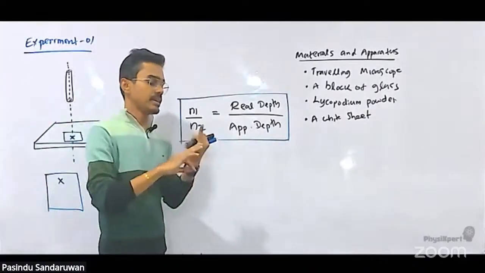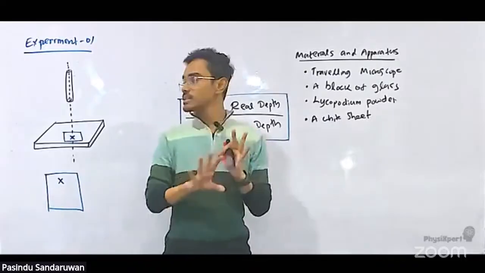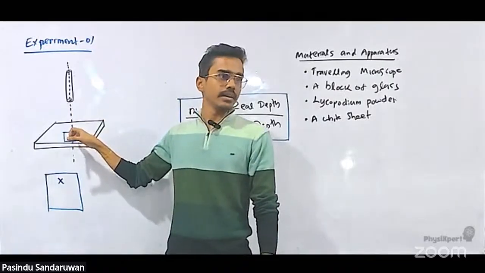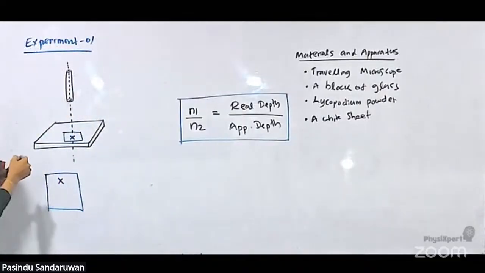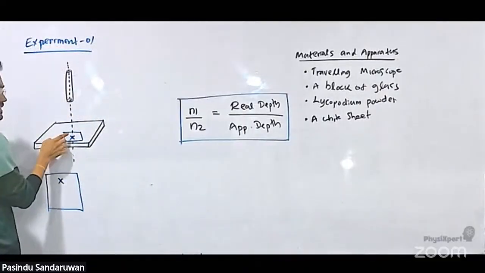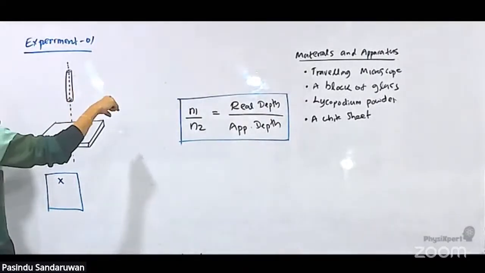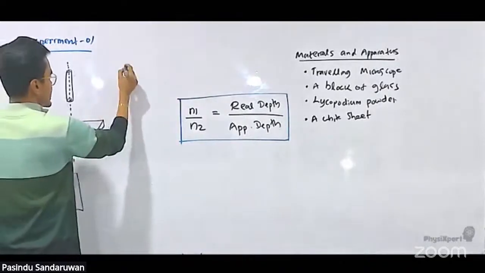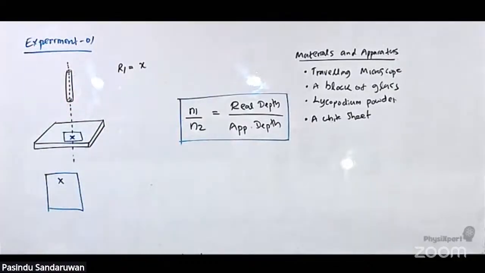If the cross on the paper is clearly visible through the crosswires of the traveling microscope, it means the microscope is focused on it. If you see a clear image of this cross on the crosswires, we can take the first reading. Say the first reading is x.